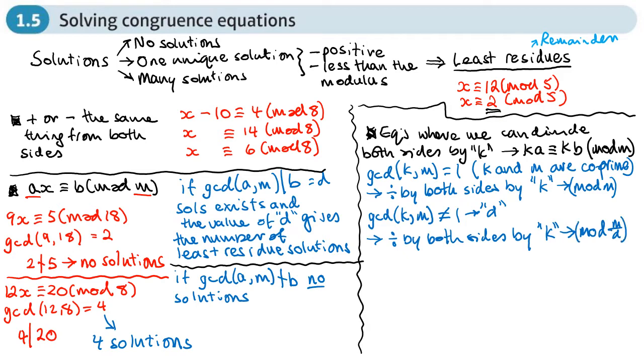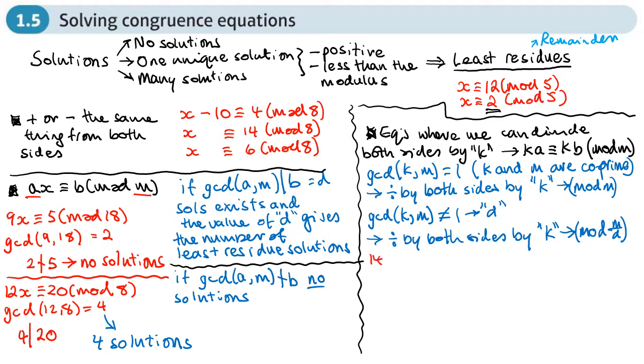So in the first example, where the greatest common divisor of k and m is 1, they're co-prime, then you just divide the equation, you leave the modulus unchanged. If the greatest common divisor of k and m is not equal to 1, it's some value called d, we divide both sides by k and we divide the modulus by d. So here's a couple of examples.